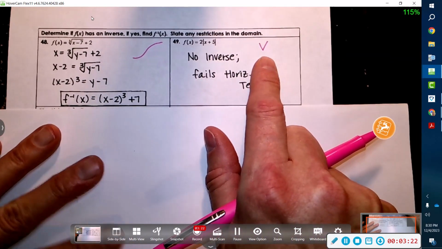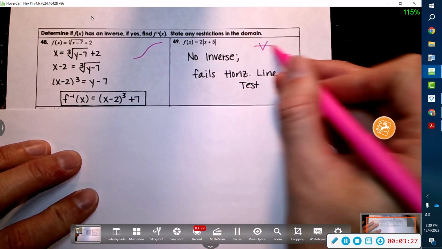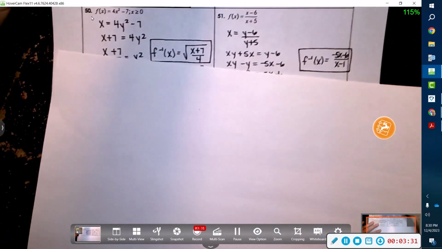You can see why it's super important. Think of how much work you save yourself, well, maybe not a lot, by realizing that it fails the horizontal line test, so there's no inverse. Okay, look out for those.